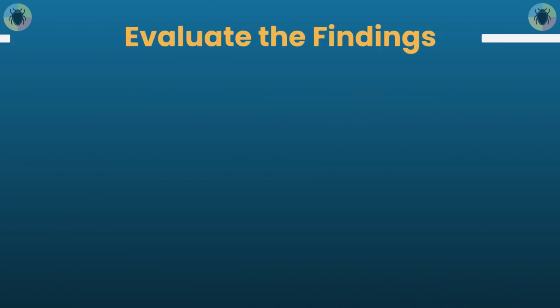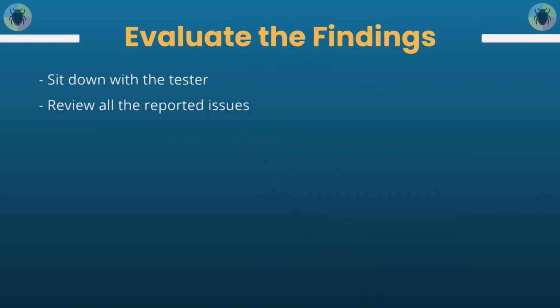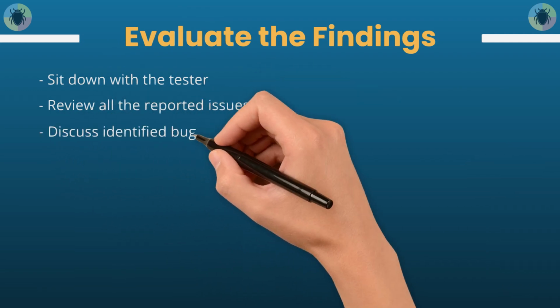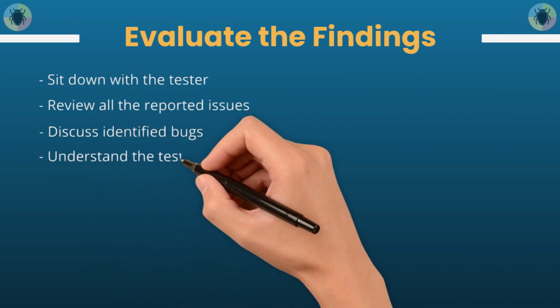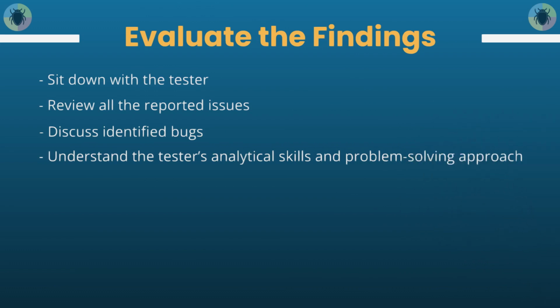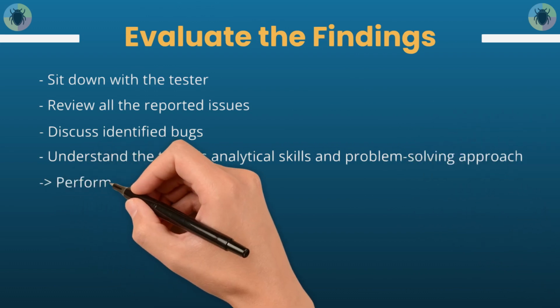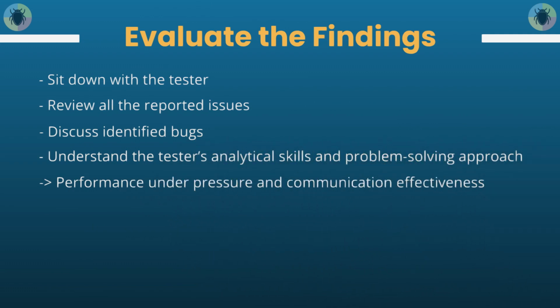Once testing is complete, it's time for the final step, evaluating the results. Sit down with the tester and review all the findings they reported. Discuss each bug they identified, how they described it, and any areas where their reporting could be improved. This evaluation is crucial for understanding the tester's analytical skills and problem-solving approach. It's your opportunity to see how well they perform under pressure and how effectively they communicate their findings.